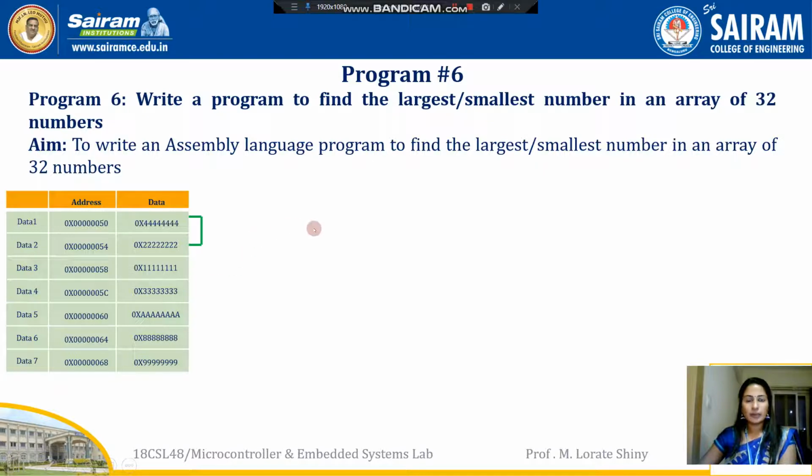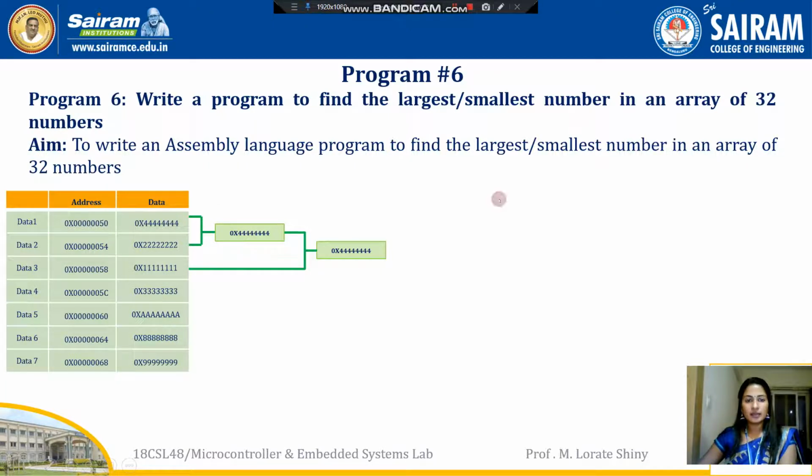So first I am going to write the program to find the largest number. First I will compare data 1 and data 2. From these, the largest number I will keep aside. When we compare these two, the largest number is 444444. Next, with this largest number I will compare data 3. The second comparison will be between this number and data 3. Between these two, again 4 is the largest number, so I am keeping it aside.